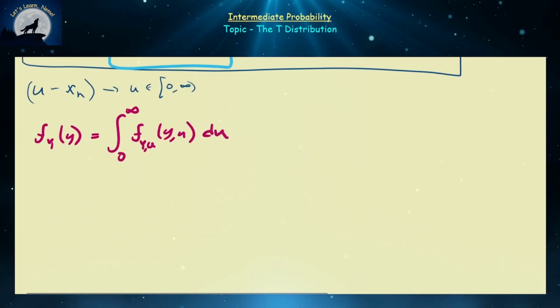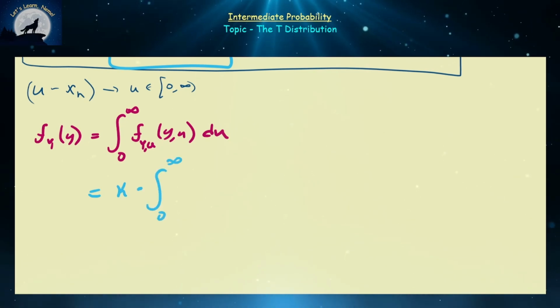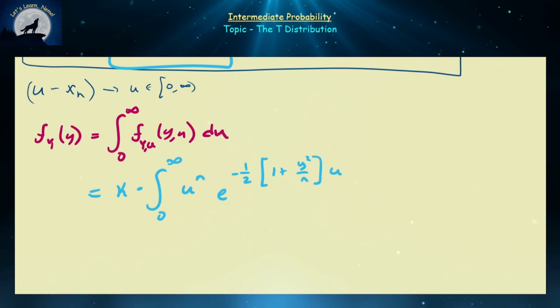So once we substitute our probability density function with this new constant k taken into consideration, we're just going to have k times the integral from 0 to infinity of u to the power of n times e to the power of minus 1/2 1 plus y squared over n times u squared du. All right. A couple of things that are important to note here is that this constant here, without the negative sign, is always going to be greater than or equal to 0.